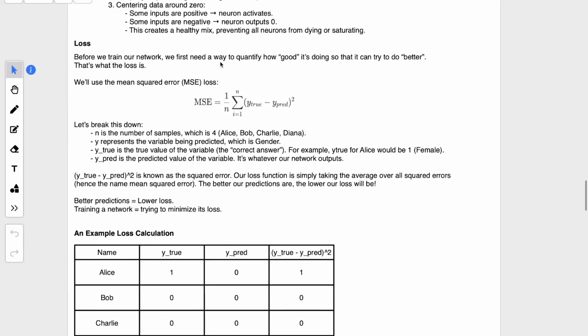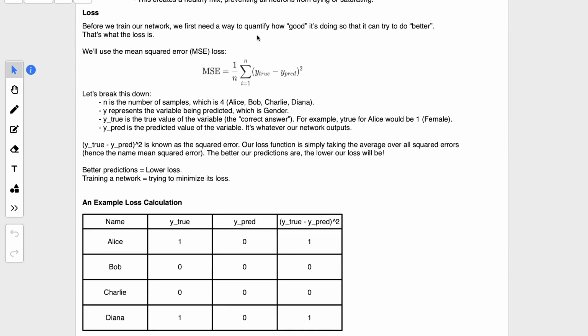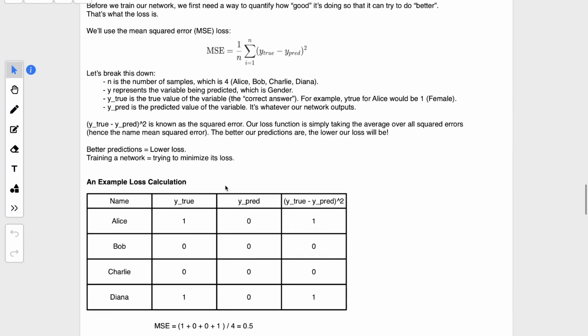So let's see what loss is. Before we train our network, we first need to find a way to quantify how good it is doing, right? So let's say we had this data, the same data, and we have some predictions. The truth is Alice is a female, Bob is a male, Charlie is a male, Diana is a female. So these are our true values, right? But our predictions are, let's say, like this.